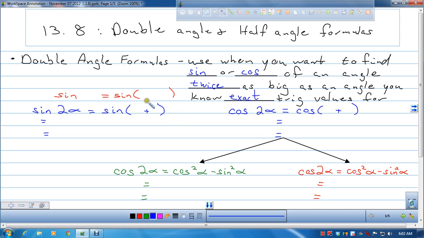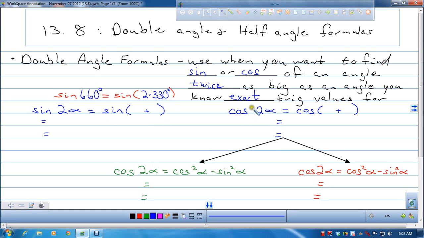Okay, so let's look here. For instance, just very simply, if this were 660 degrees, if I wanted to know the sine of 660, well, I know that 660 is 2 times 330. So 330 would be that angle that I know the trig functions of, because it appears on my unit circle.